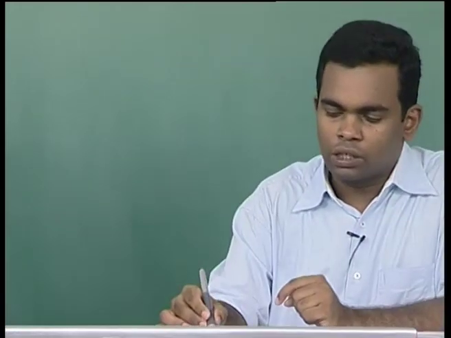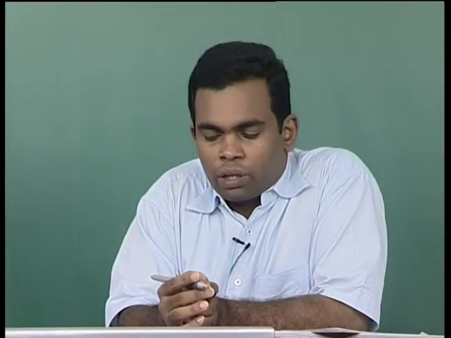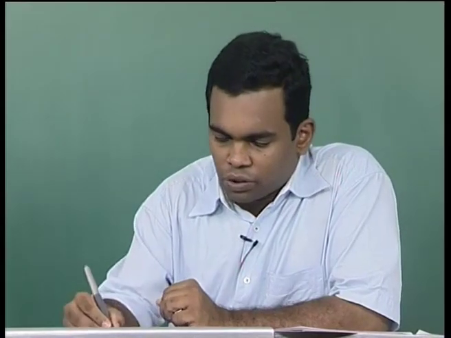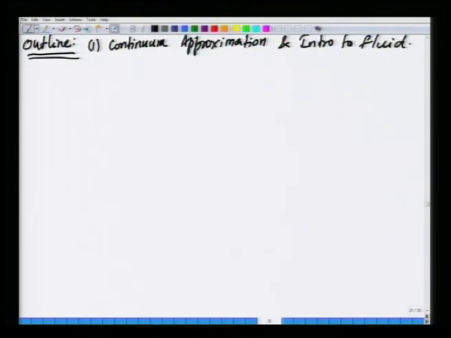So, this brings us to the detailed contents of the course, or the outline of the course. Having motivated what this course is about and why it is relevant to chemical engineering, it is now the right time to tell you in detail what are the topics that we are going to cover as we go along. So, the first topic is the continuum approximation. This is the framework in which most problems in fluid mechanics are addressed or solved. So, continuum approximation and an introduction to what a fluid is. This is the first topic that we will discuss.